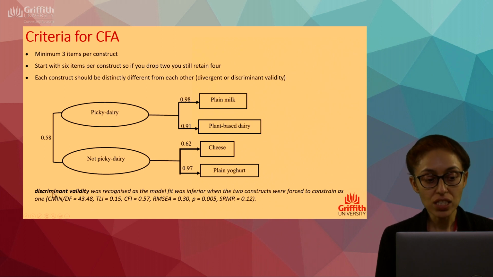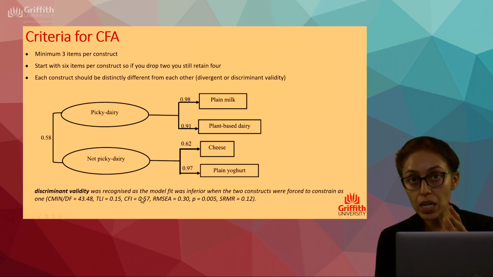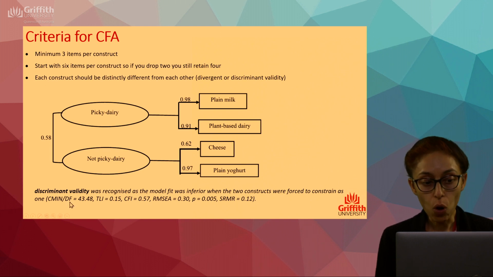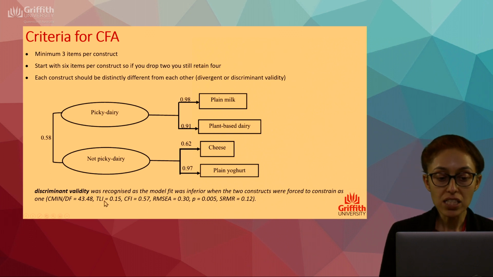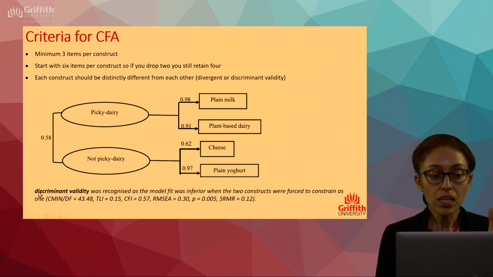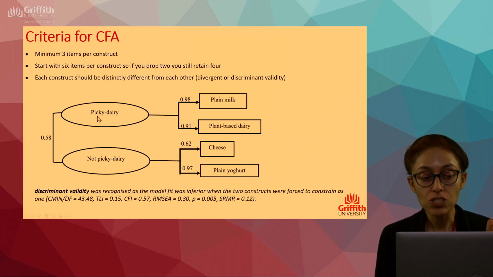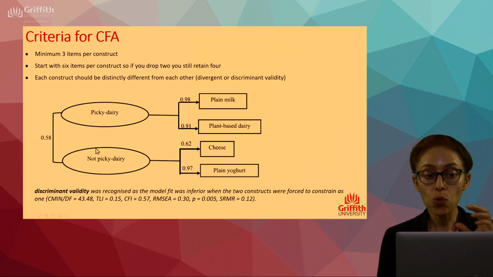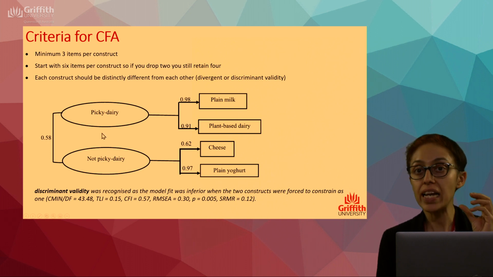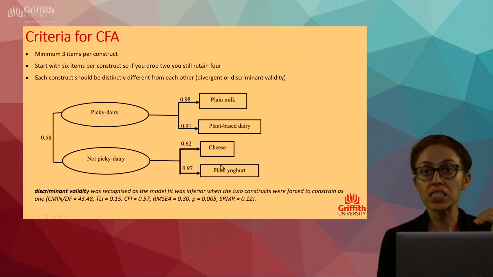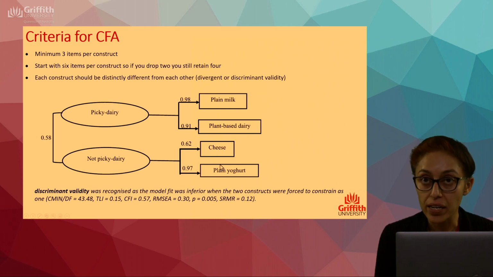So basically this last statement is just telling you that discriminant validity is recognized. You do a bunch of statistics, and this bunch of statistics tells you that the picky eating dairy construct is very different from the non-picky eating dairy construct. These are 2 things which should be separately investigated. Do not make this one dairy construct and put all 4 items inside. They will not give you meaningful findings. Alright, so I hope this is helpful.